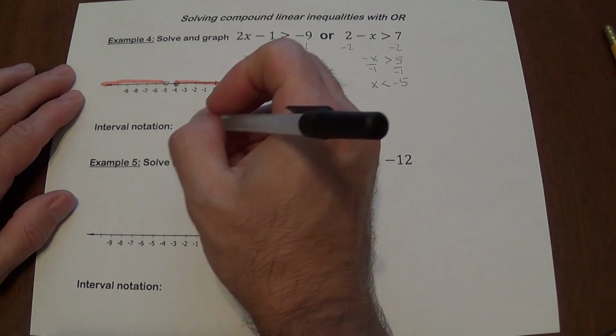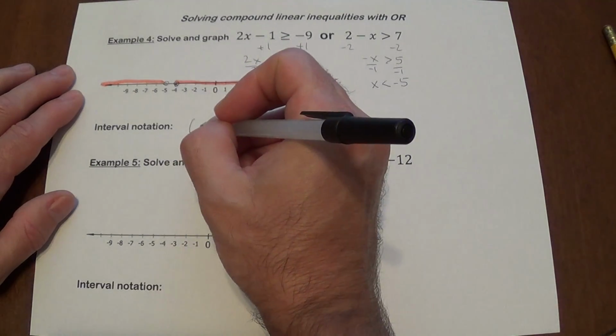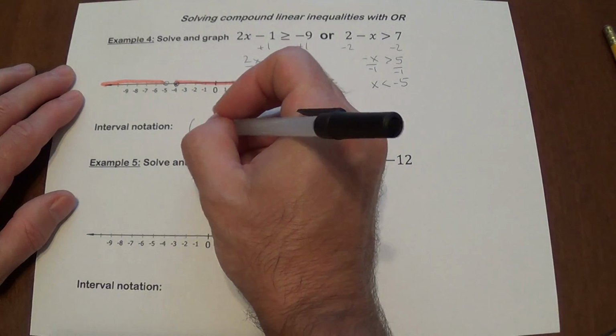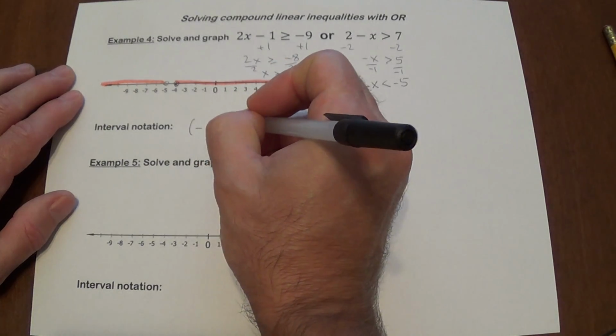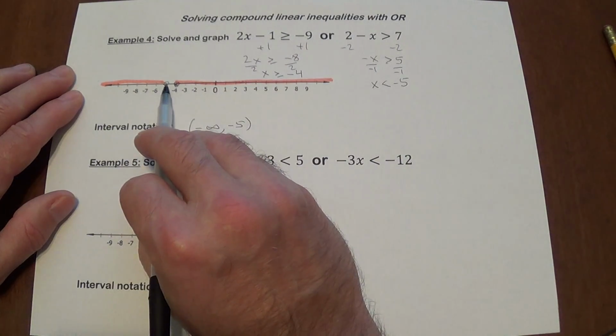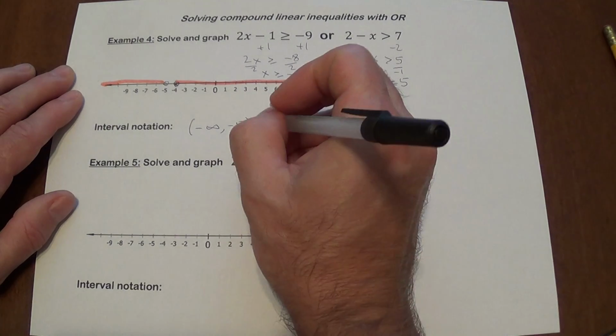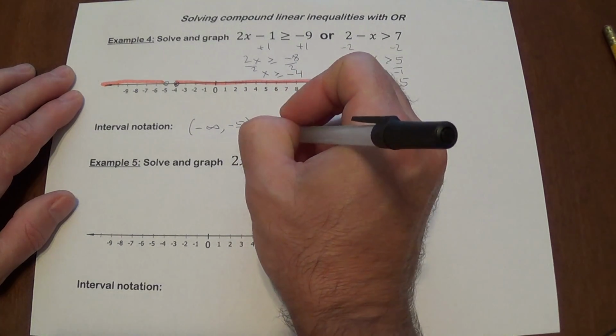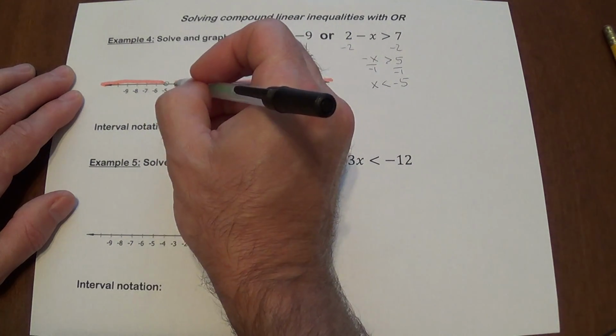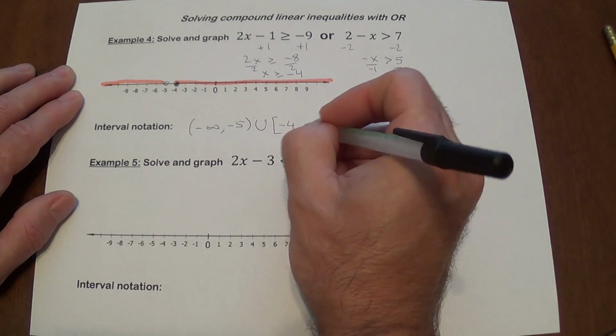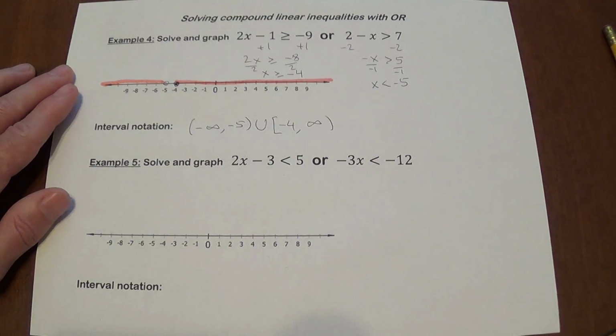So again, we have to join two separate intervals here. It's going to be -infinity to -5 for the one here, and it's going to be open, so parentheses. And it's going to be union, a bracket, because this one's closed, from -4 to positive infinity.